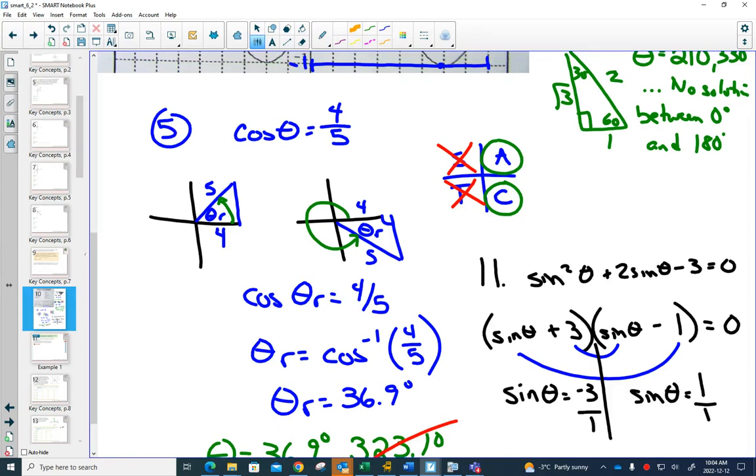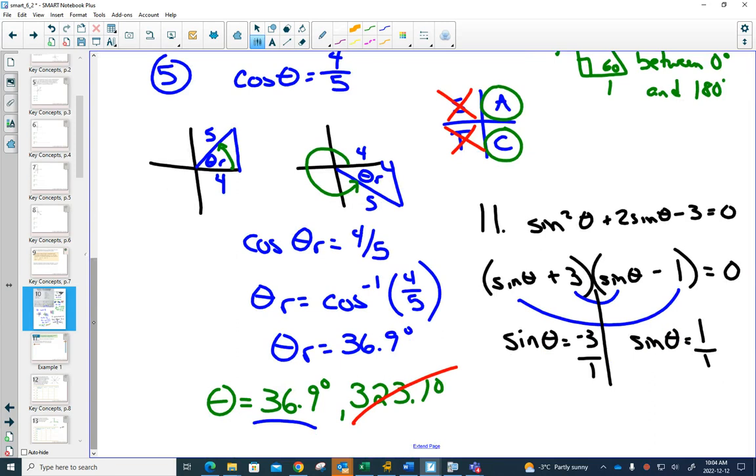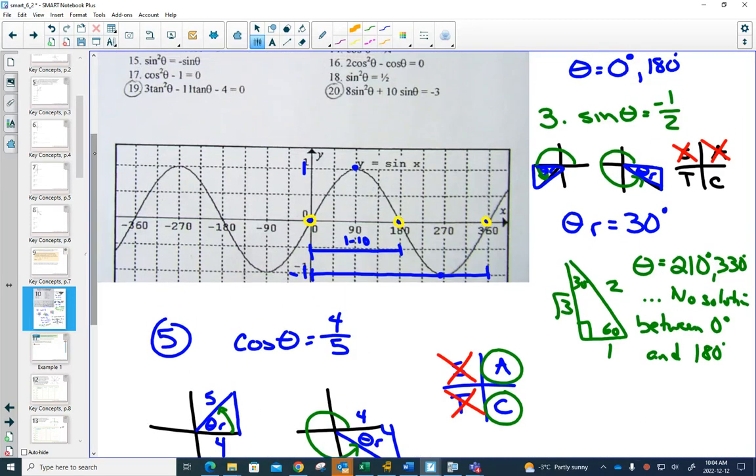I'm going to make these into fractions, because the next step is drawing our triangles. Can you draw a triangle where the opposite side is 3 and the hypotenuse is 1? No. Does this match up on our chart or on our graph? Is there a spot on our graph where sine is equal to -3? Well, -1 is here, -2, -3. If you went across, can you see that that never hits your graph?